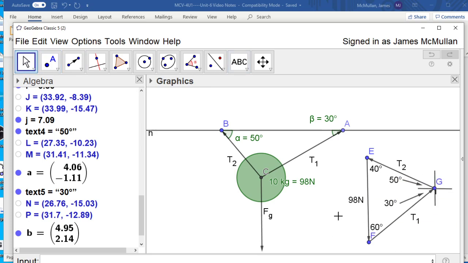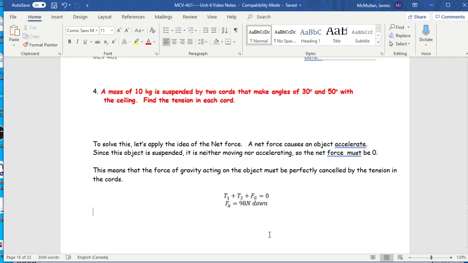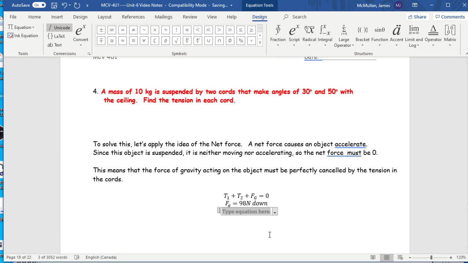So I use this triangle to work out what T1 and T2 are. All I'm doing here is just the sine law. Always work with the biggest angle. You don't want to be getting into the case where you're doing the ambiguous case of the sine law. So try to work with the biggest angle that you see.